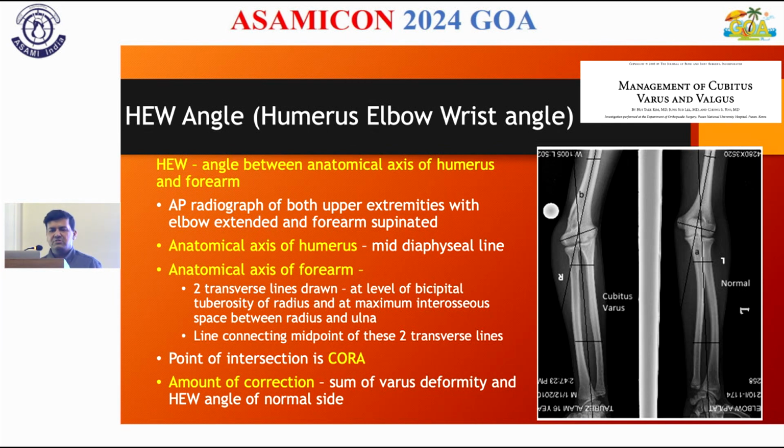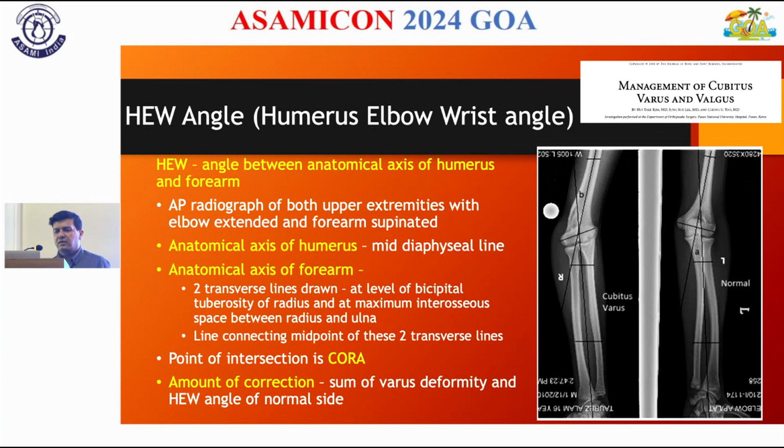That's the mid-diaphyseal line. To draw the anatomical axis of the forearm, you have to draw 2 transverse lines, one at the level of the bicipital tuberosity of the radius, and second at the maximum interosseous space between the radius and ulna. And when you join these 2 points, you get the anatomical axis of the forearm. And the angle between this anatomical axis of the humerus and forearm, at the point of intersection, is the HEW angle.